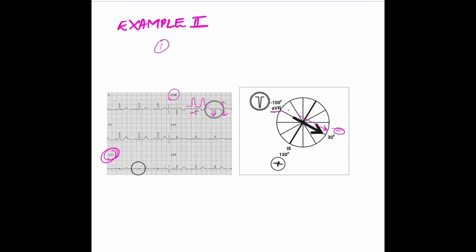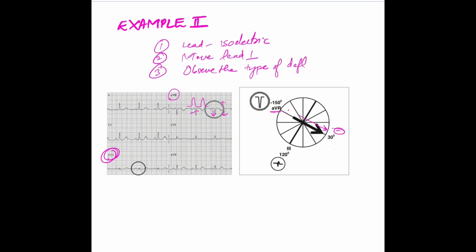So the first step that we do is you have to find a lead which has isoelectric deflection. The second thing is you have to move to a lead perpendicular, and then you have to observe the type of deflection in the perpendicular lead and interpret accordingly. What do I mean to say interpret accordingly? That means that if you see a negative deflection, that means the current might be flowing away from that particular lead, hence the axis is going to be 30 degrees, right? If it would have been a positive deflection, then the axis would have been minus 150 degrees. So this was pretty much about it.